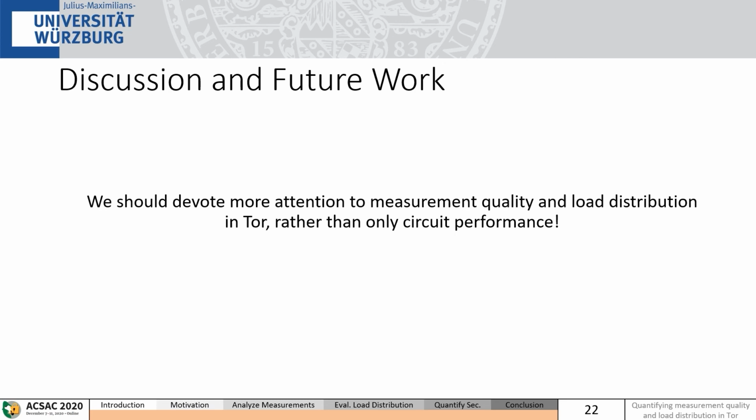Based on our results, we argue that more attention should be devoted to the quality of bandwidth measurement and the security of load distribution in Tor. Currently, much of the research into Tor's load balancing mechanism focuses on improving the performance of circuits. However, as we just saw, increasing the utilization of low bandwidth relays strengthens decentralization in Tor and complicates large-scale de-anonymization attacks.